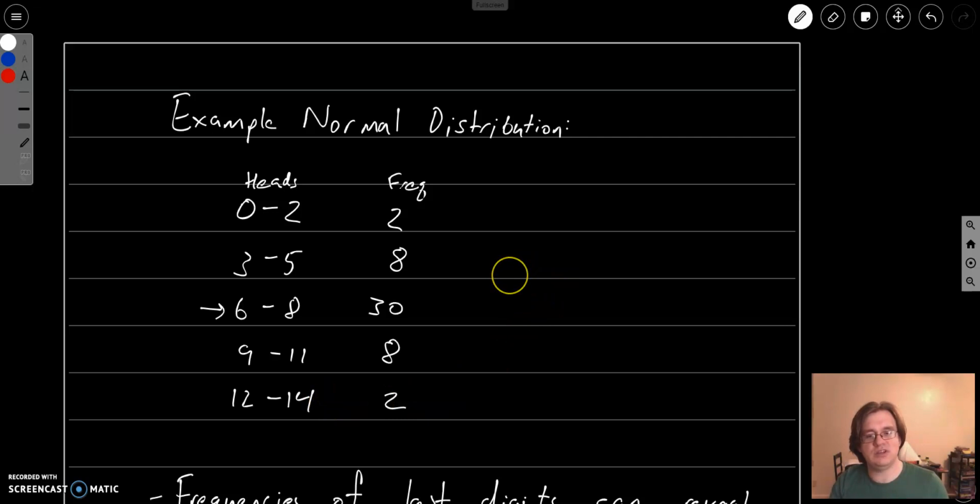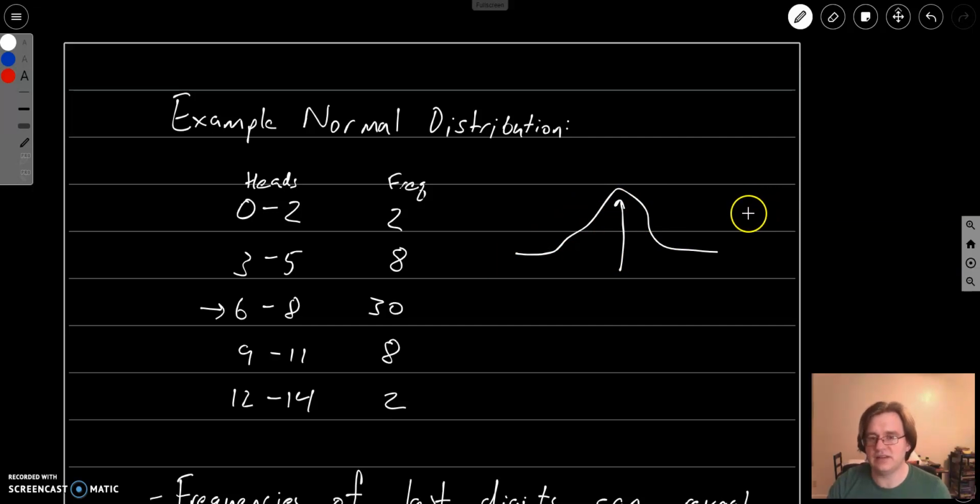So the distribution, if we put it on its side, will look something like this. This is not a very good picture, but essentially the frequencies get highest in the middle, and then toward the outside they get pretty low, but also it's pretty symmetrical. So this is a normal distribution, and we will see this a lot this semester.